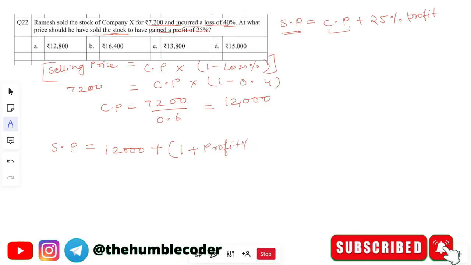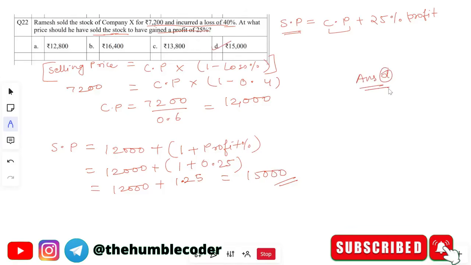Because I told you, whenever we have selling price, this is the formula only. If we incur a loss, then we do 1 minus loss percent, and if we have a profit, then we do 1 plus profit percent. And why 1? Because we consider that 1 is the total, right? So let's substitute the values here. 12,000 times 1 plus 0.25. Why 0.25? Because it is 25 percent. So solving this will give us 12,000 times 1.25, which will be equal to 15,000. Hope you have got the answer. So the correct answer in this case is option D, which is 15,000.